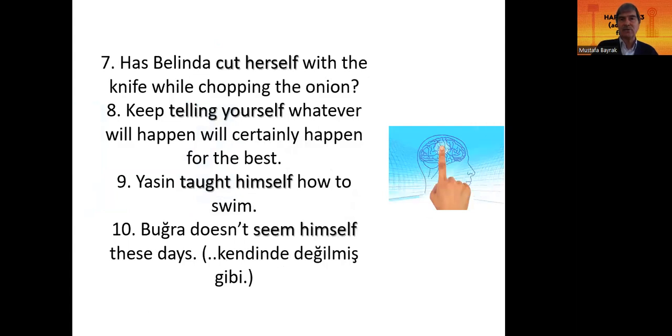Has Belinda cut herself with the knife while chopping the onion? Yes, unfortunately, Belinda cut herself with the knife while chopping the onion. Maybe she cut her finger. Okay. Keep telling yourself whatever will happen will certainly happen for the best, on the condition that you interpret them logically, scientifically, ethically, aesthetically, yes, positively.